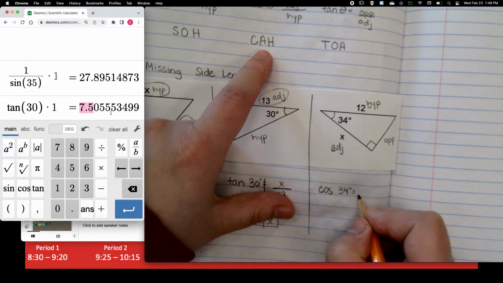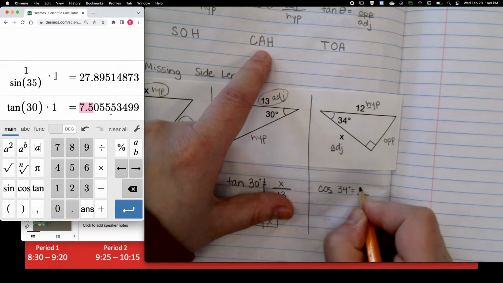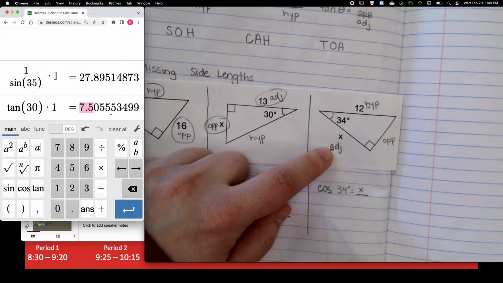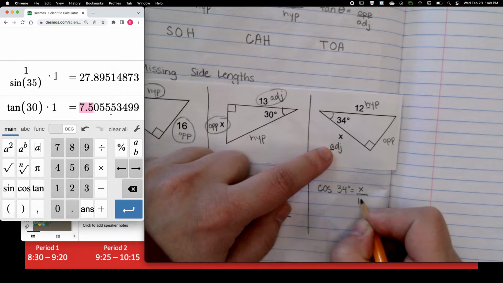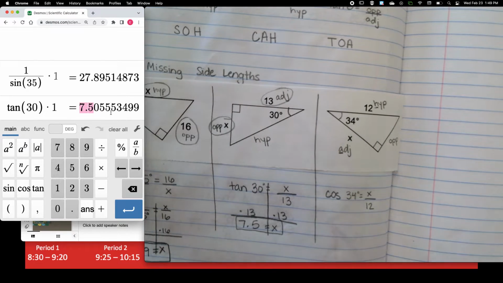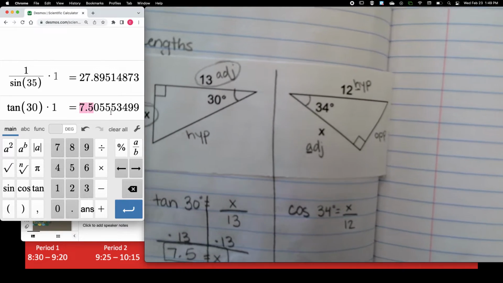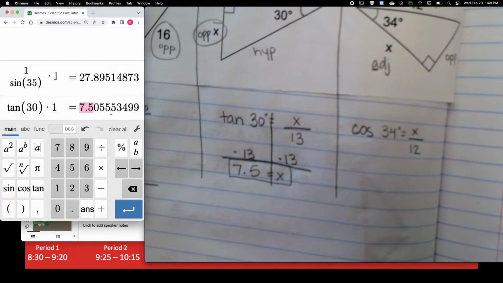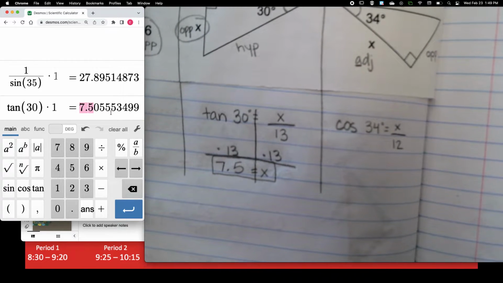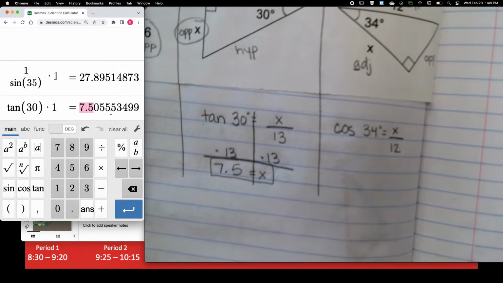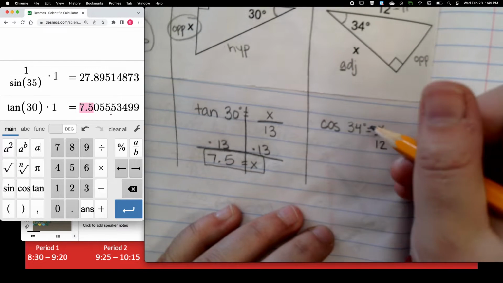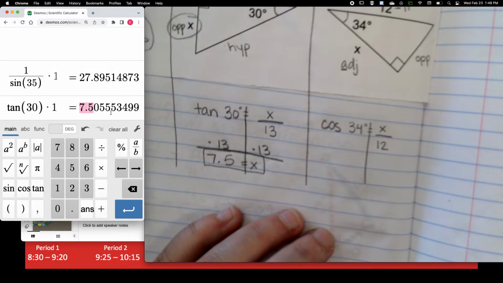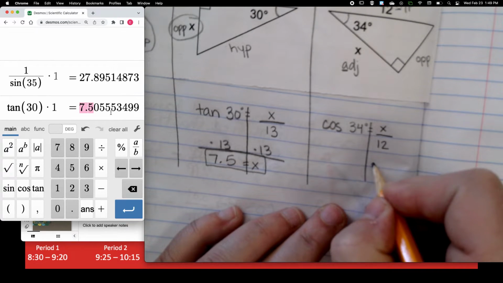So what is adjacent? Adjacent is x over our hypotenuse, 12. Okay, and then how am I going to solve that equation? Multiply by 12 on both sides. Good.